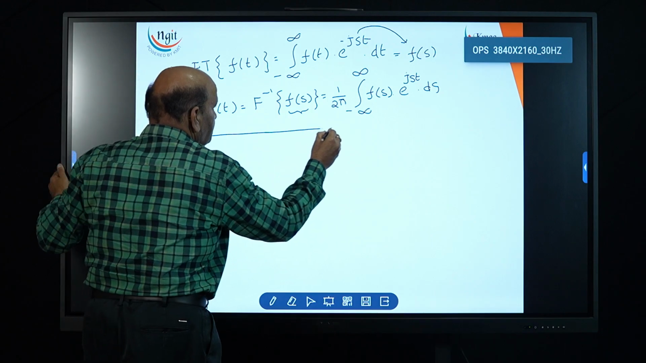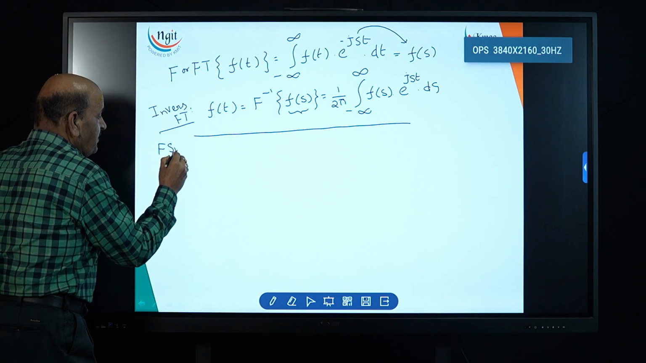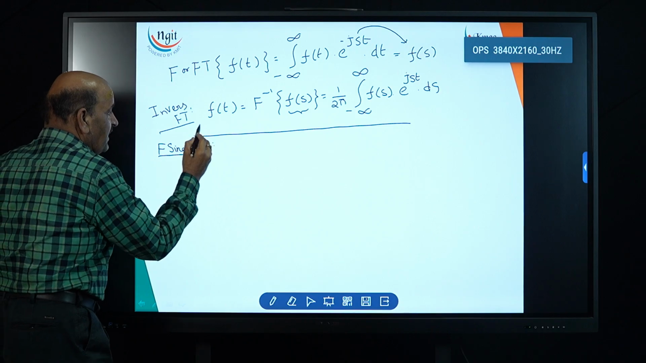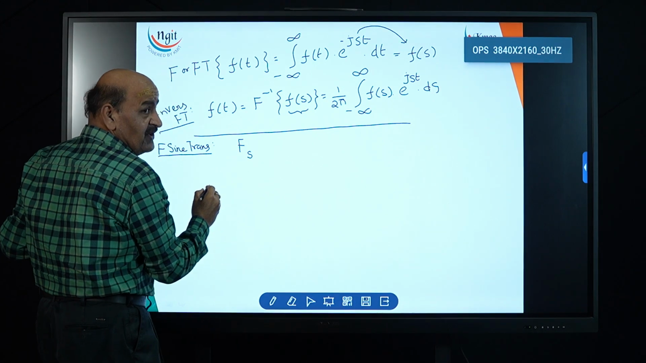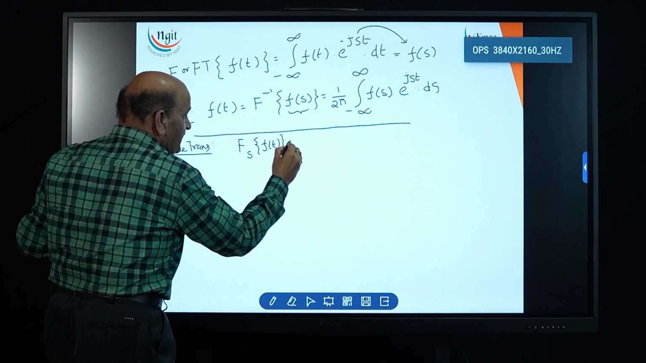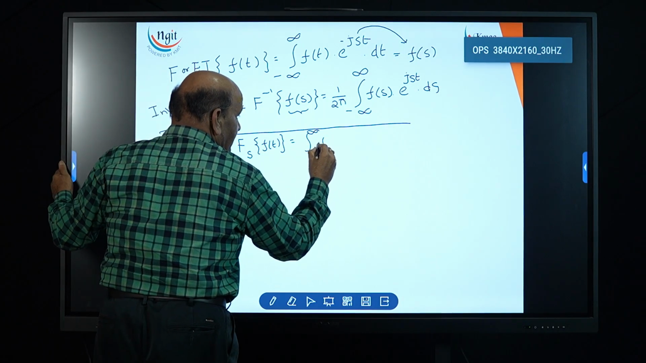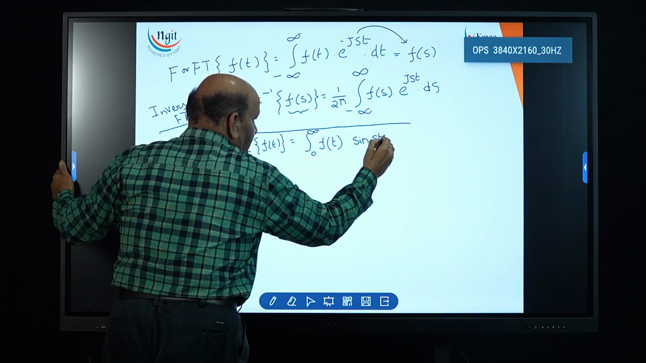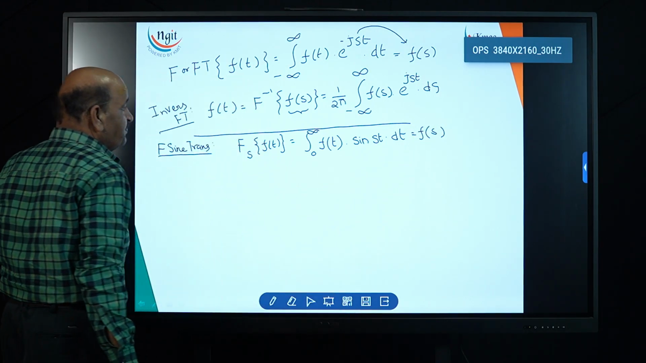Okay, now Fourier sine transformation. Look at the word sine. That means we write Fourier with suffix s for sine. The Fourier sine transformation of any signal f of t is written as integral from 0 to infinity of f of t into sine st with respect to dt. Therefore, the output is F of s.